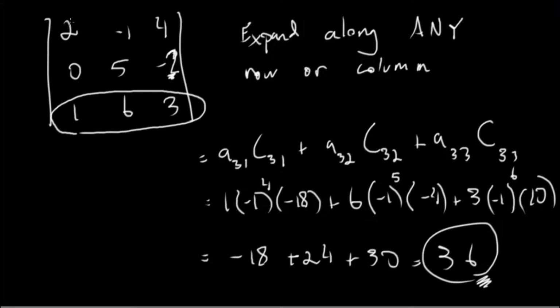And you could have done this along any row or column. All of them would have given you 36. You know, I'm going to do it one more time real quick using a column because we've got that 0 here. That might be nice. So let's see, we got 2, -1, 4, 0, 5, -2, 1, 6, 3.